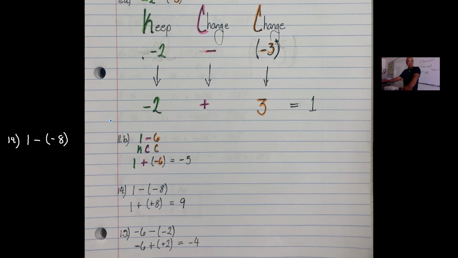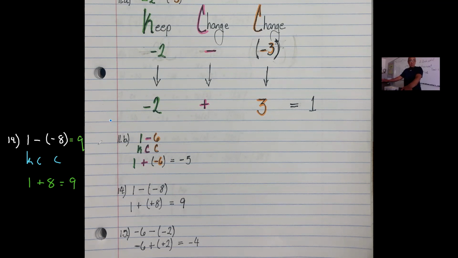Instead, we're going to apply KCC, meaning that we are going to keep the first number. So we're going to keep the +1. We're going to change the subtraction to addition, and we're going to change the second number to its opposite. So -8 changed to 8. Ladies and gentlemen, what is 1 plus 8? Is that not equal to 9? Yes, it is. That means that 1 minus -8 is equal to 9.